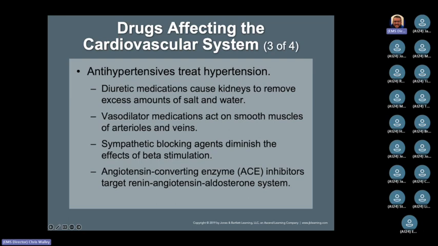So they suppress the conversion of angiotensin 1 to angiotensin 2. The second one is a potent vasoconstrictor that promotes smooth muscle contraction in the arterioles throughout the body. Now, the constriction does raise the blood pressure by increasing the peripheral resistance.